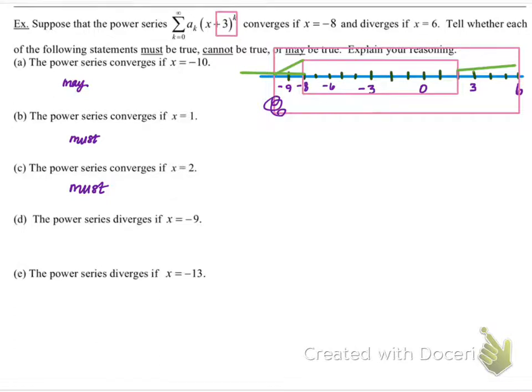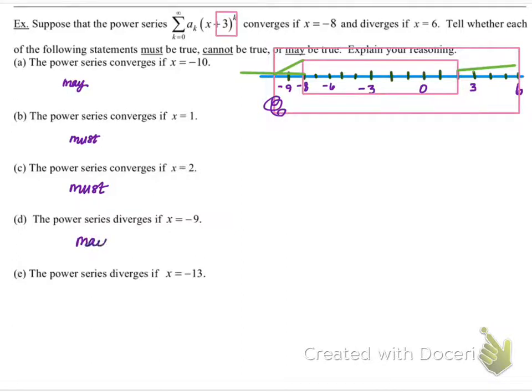And the power series diverges if x equals -9? That's in that little area where we don't really know what's going on. So it may or it may not, so we write "may." What about at -13?